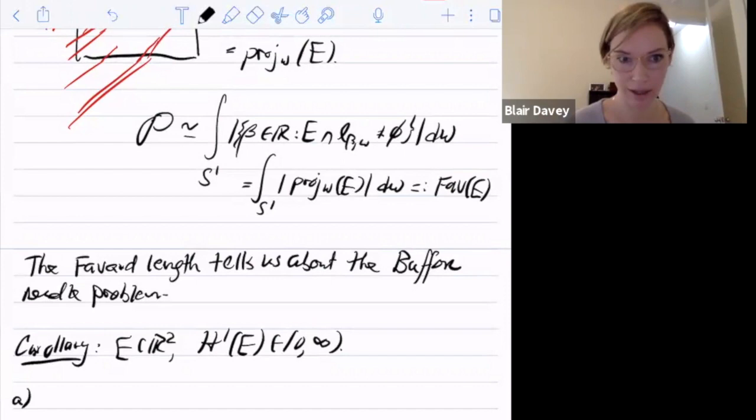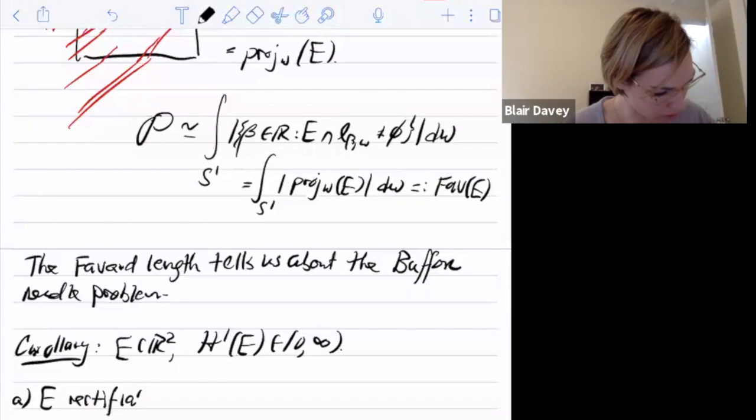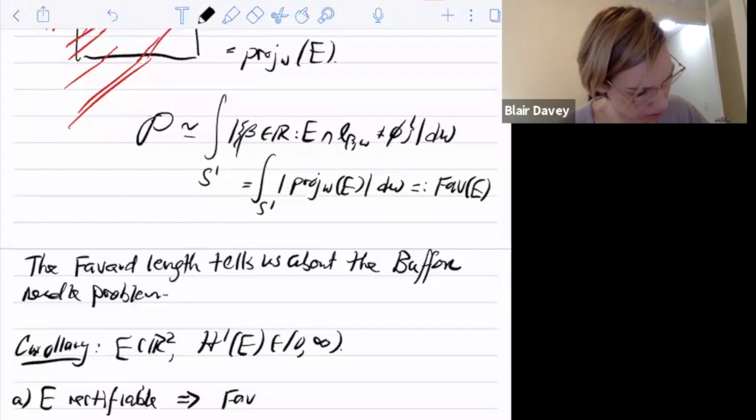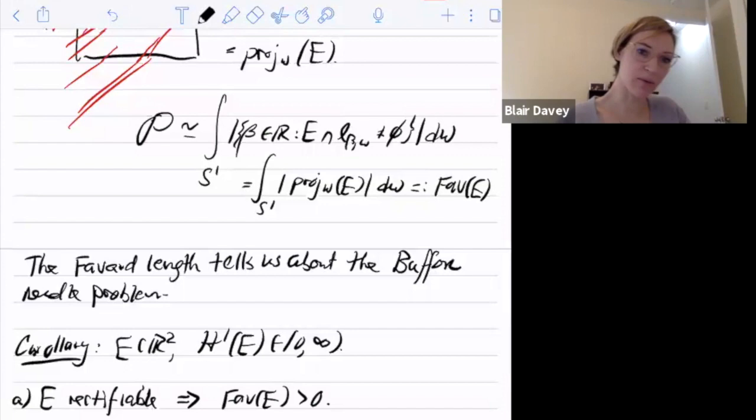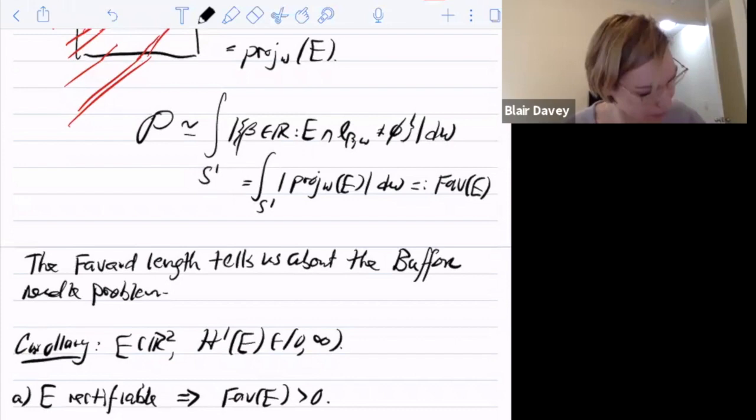is that if E is rectifiable, then that implies that the Favard length of E is strictly positive. So Besicovitch told us that if E is rectifiable, then for almost every angle, the projection onto the angle gives us a positive measure. So if we integrate a collection of positive quantities over the circle, then we will get a positive quantity. And on the other hand, if E is purely unrectifiable, which I'm going to start abbreviating as PU, then this tells us that the Favard length of E is zero. So we know that for almost every angle, the projection is equal to zero. So integrating all of them up, we would get zero as well.